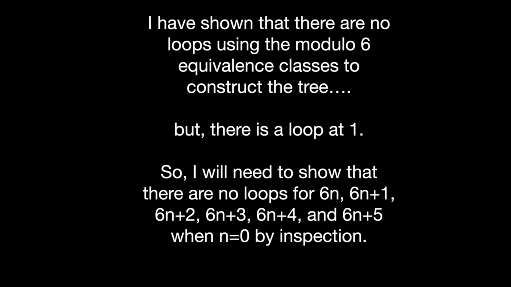Well, before I even inspect, for 6n, if n is 0, I get a starting point of 0. And 0 actually isn't defined for the Collatz conjecture. So that's how I get rid of that 6n for n being 0. It's just not defined. But let's take a look at 6n plus 1. That gives me 1. 6 times 0 is 0, plus 1.